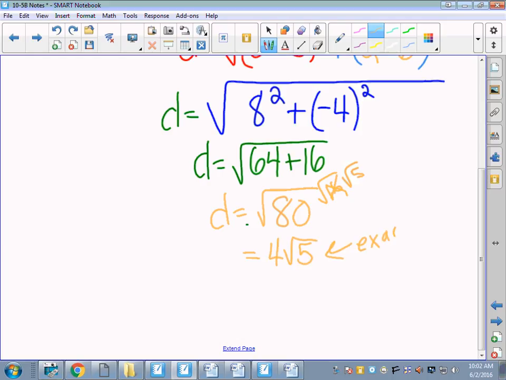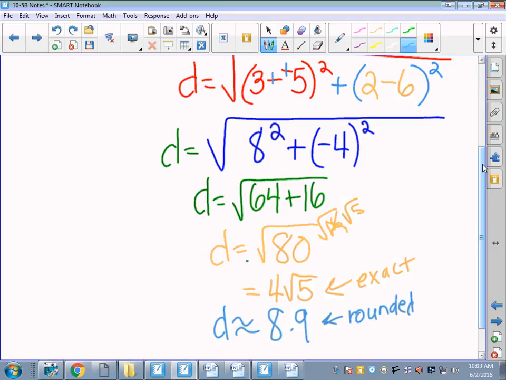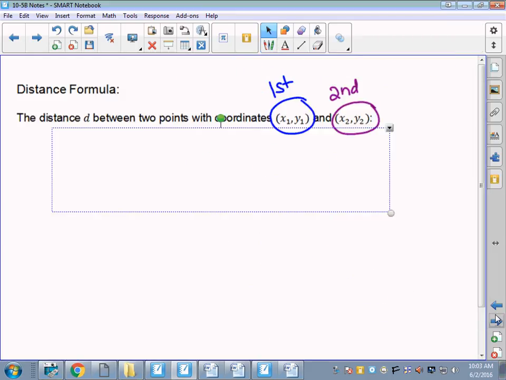If I ask for a rounded answer, I'm just going to go to my calculator. I'm going to type in the square root of 80. Well, the square root of 80 should come out to 8.9 when I round it. I rounded to the nearest tenth, one number after the decimal. So that's distance formula. We could have done the same thing using Pythag, and we would have got the same answer, 4 roots of 5, or 8.9 approximately.